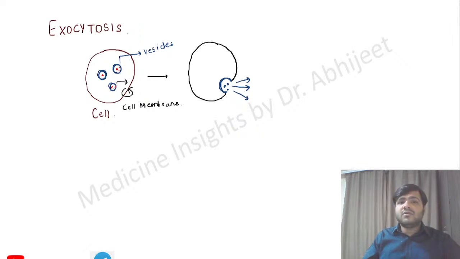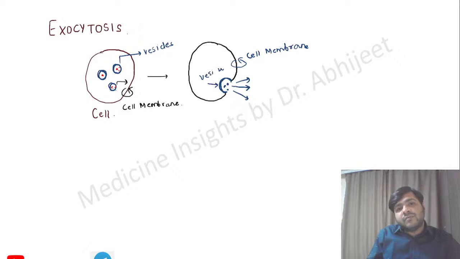Now if you just see, the normal cell membrane is there, and the vesicular membrane is also coming and joining this cell membrane. This is the cell membrane, and this is the vesicular membrane. Now you can very well see that the vesicular membrane is combining with the cell membrane.